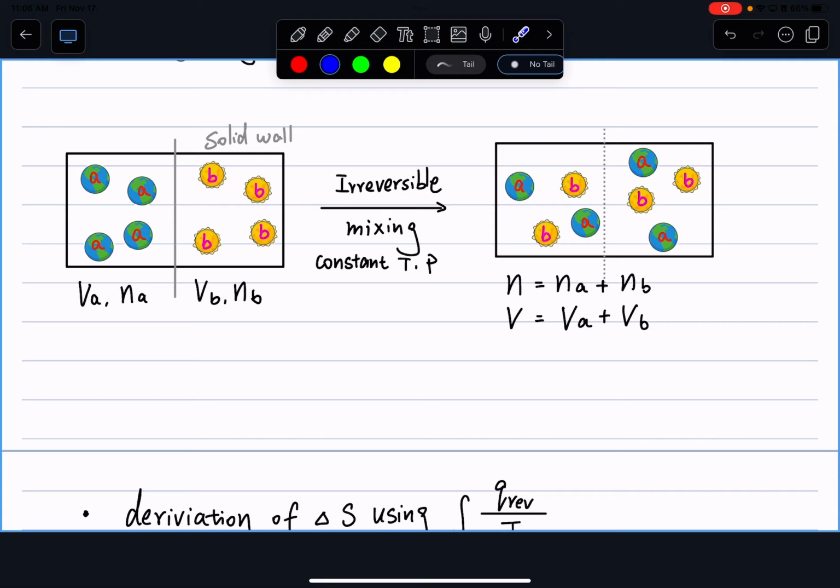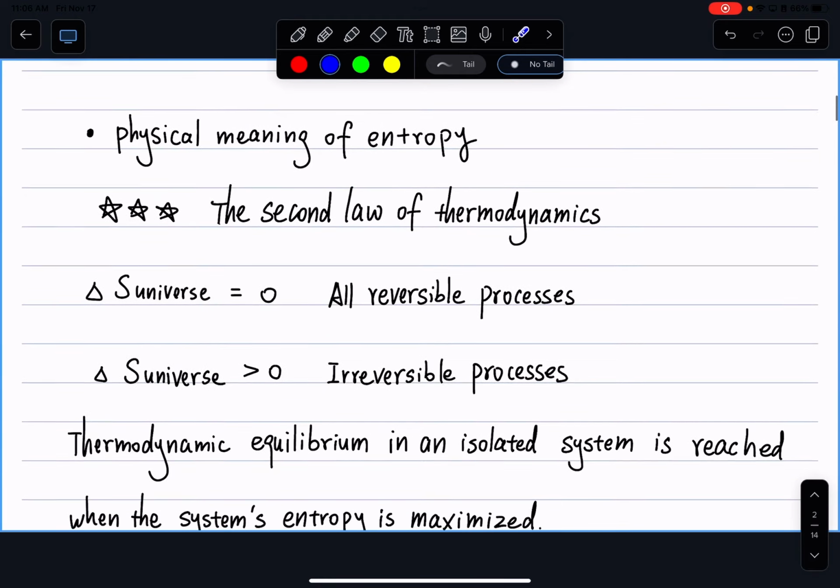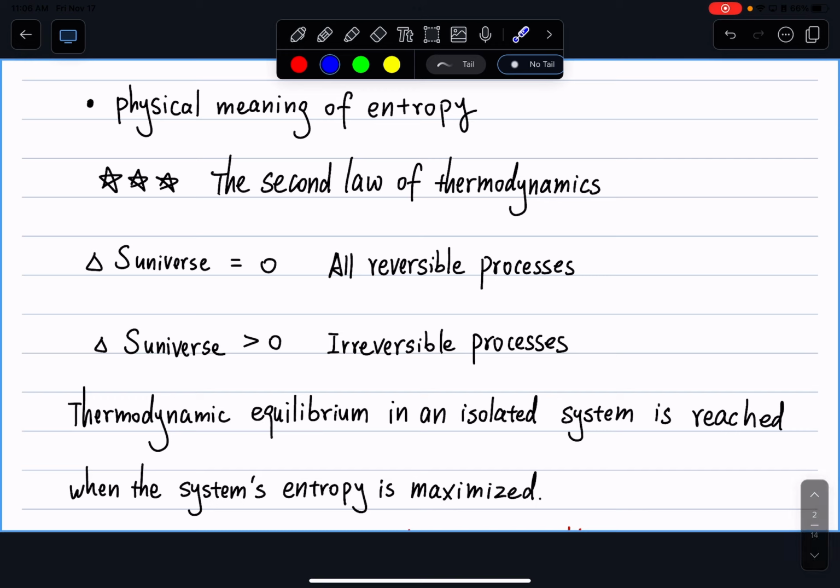So how does that relate to the physical meaning of the entropy? I want to take one more step. That's the next lecture after that first one. Well, that's still in the same lecture. And in that same lecture, we went over the physical meaning of entropy.